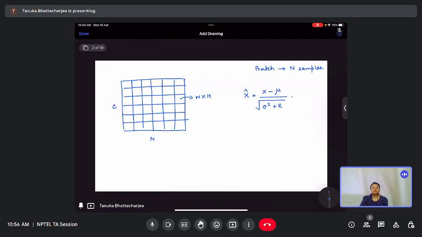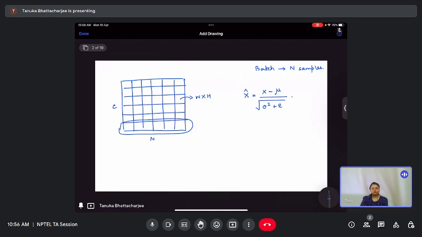Let's first consider the batch normalization method. In batch normalization, for each channel we consider the W cross H matrix for all the data samples. So we are considering one complete row, and we compute the mean and standard deviation considering all these W cross H values of the N data samples. We compute one mean and one standard deviation for each channel.